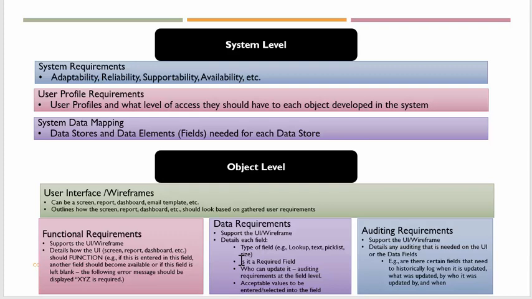Is it a field that's required to be entered? Who can update it? And any acceptable values that can be entered or selected in that field. So if it's a pick list field, what are the values that need to be in that drop-down field? Those are all data requirements and elements that the developer needs to have along with the user interface wireframe.